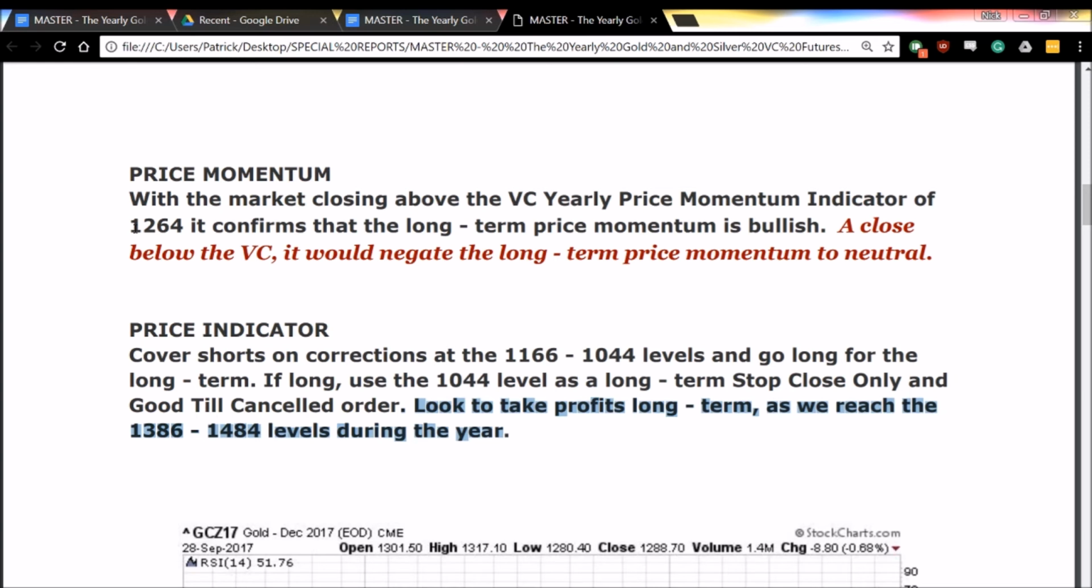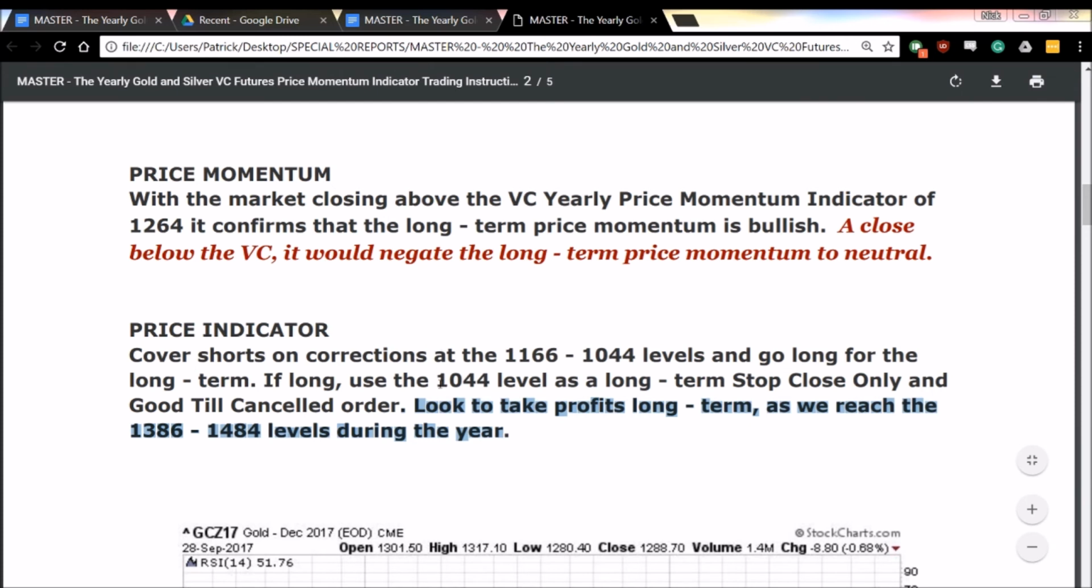And it tells you clearly that if you're long, first of all, it tells you to use the stop, and the stop here in this case is 1044. Use the 1044 level as a long-term stop, close only. That means that only if it closes below 1044, it will stop you out. But if it does go through it or it comes right back up again, it would still keep you on the long side of the market.